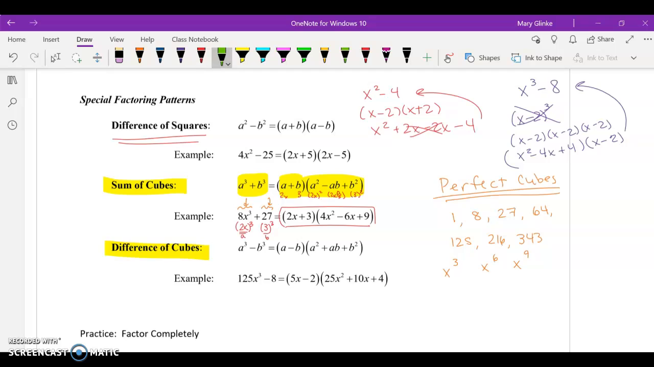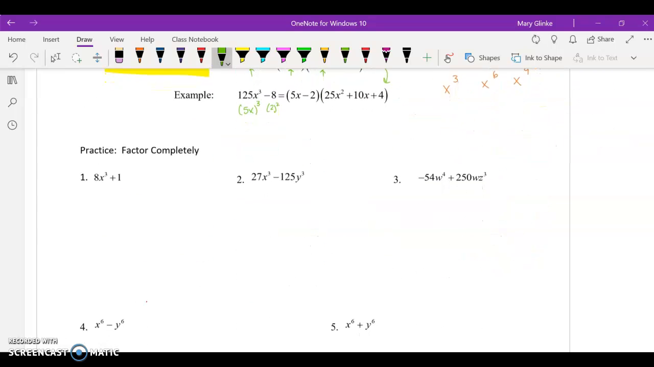Likewise, this next one is the exact same thing. The only difference is that it's separated by a minus sign, so the positive and the negative don't cancel, but flip. So a cubed minus b cubed is a minus b times a squared plus ab plus b squared. So for this one, 5x is being cubed, as is 2. So we're going to plug 5x in for a, and then plug 2 in for b, and then simplify it to get our answer here. So this allows us to factor things that aren't normally factorable prior to today.